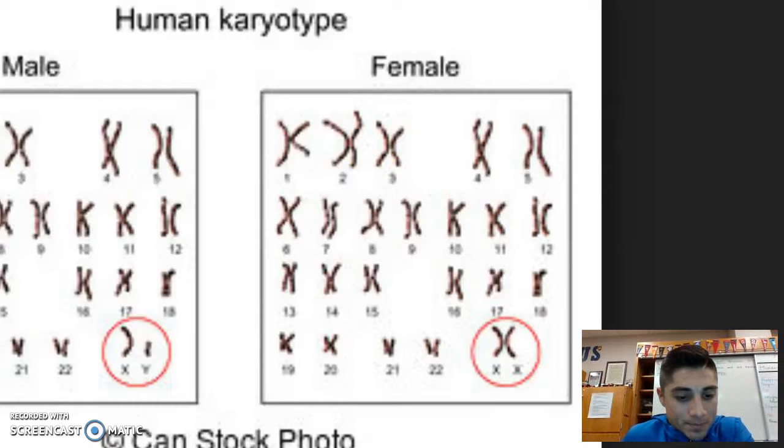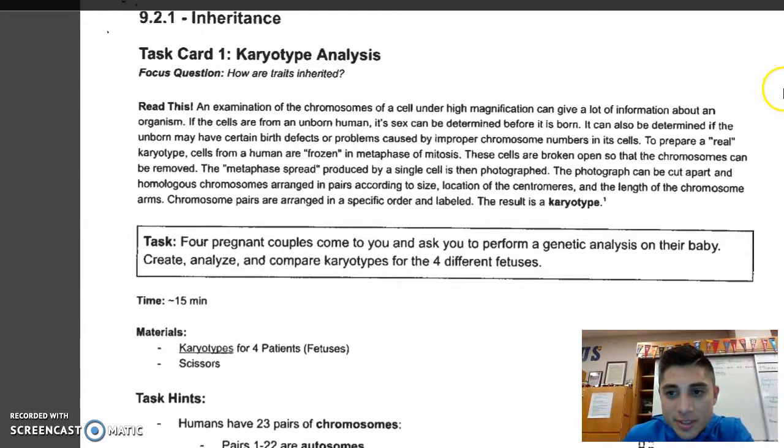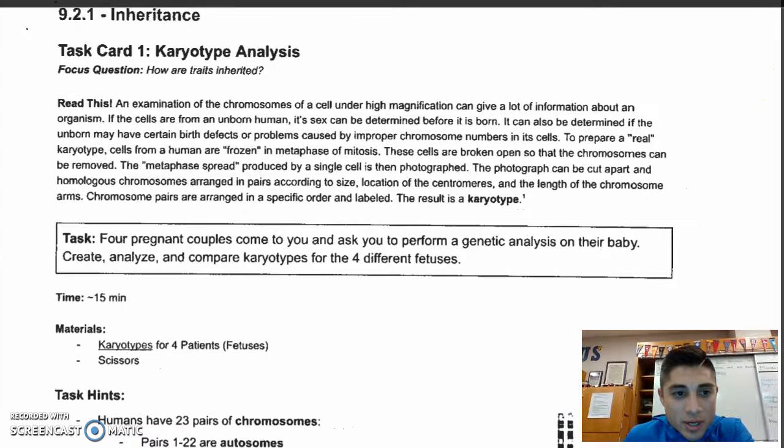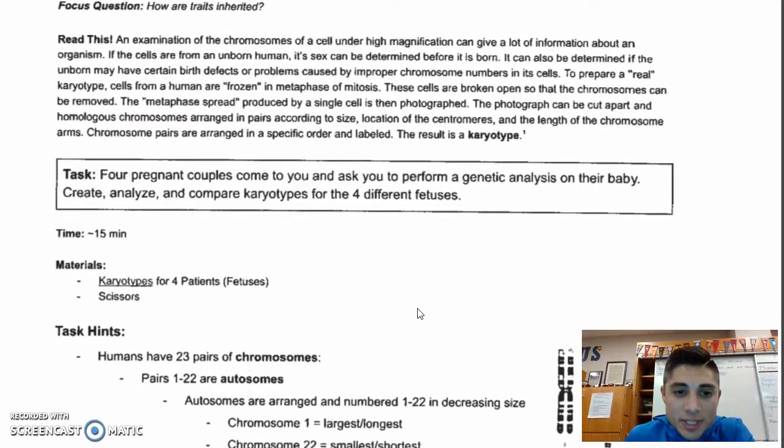All right, so with that in mind, let's go back to your assignment that you have today. Make sure you read the part that says read this, right here. Okay, read that part, and let's look at the task that you have to do today. The task says this: 4 pregnant couples come to you and ask you to perform a genetic analysis on their baby. So you're playing a genetic counselor. That's the role that you're playing right now, all right? It says to create, analyze, and compare karyotypes for the 4 different fetuses. So in this packet, if you open it up, you have 4 different karyotypes for 4 different fetuses.